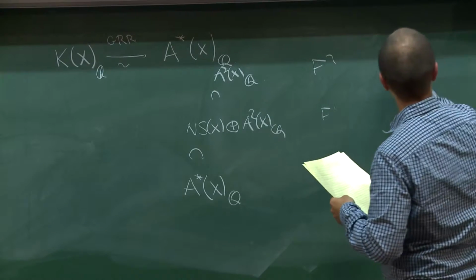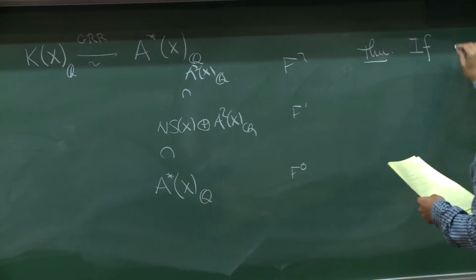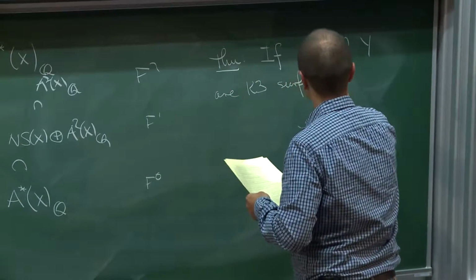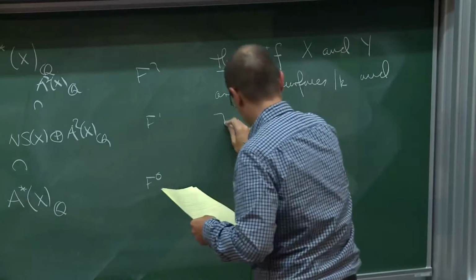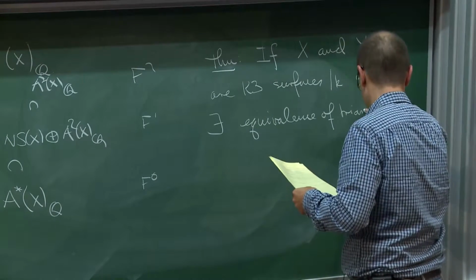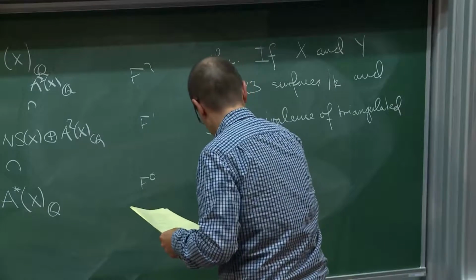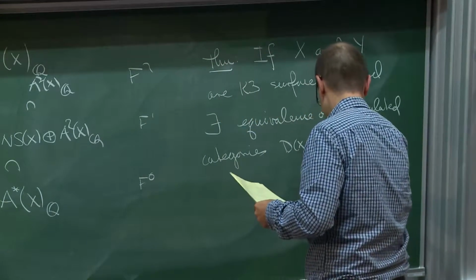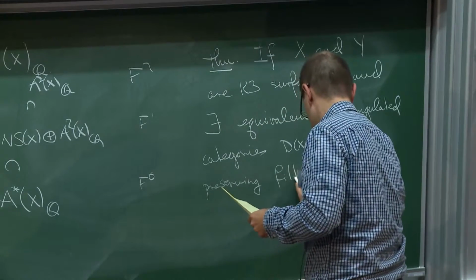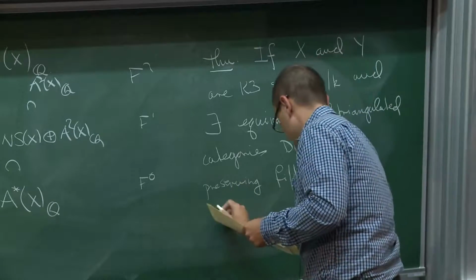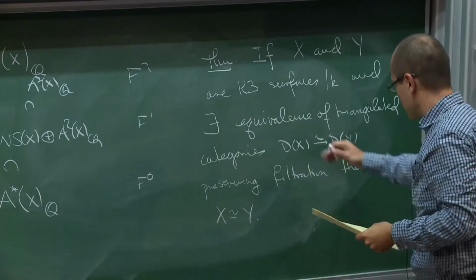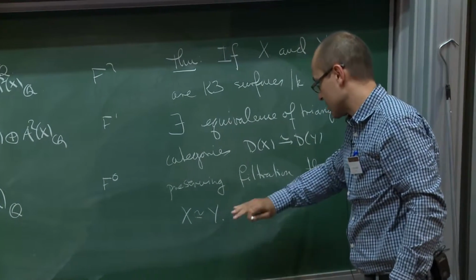And then the theorem is that if X and Y are K3 surfaces over K, and there exists an equivalence of triangulated categories D of X to D of Y, preserving the filtration, then X is isomorphic to Y. Okay, so with this analogy between viewing the derived category as an integral structure plus the Hodge filtration, then you have isomorphism.